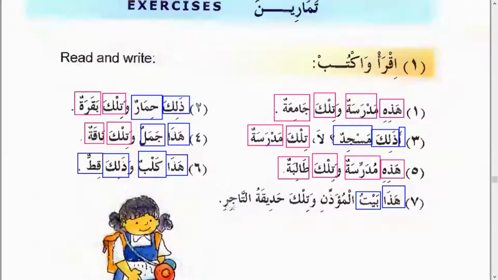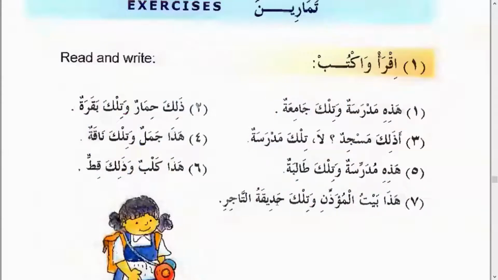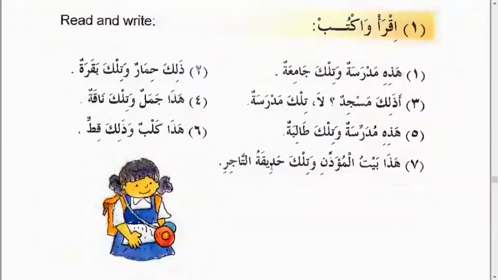Wa tilka hadiqatu tajiri, and that is the garden of the tajir. So tilka is feminine, hadiqa is feminine. So we use tilka, hadiqa, and mudaf mudafilayhi. Hadiqa is garden. Haqiba is bag, okay, with a qaf. Many people get confused with hadiqa and haqiba. Okay, hadiqa is garden, and that is the garden of the trader, inshallah.